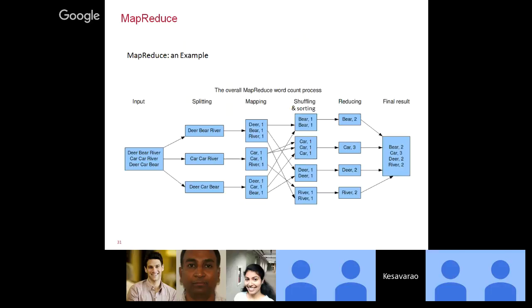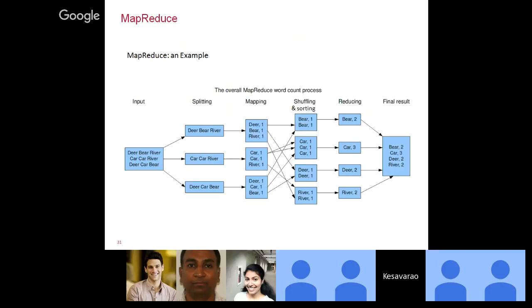So this is a standard example, the word count process. In any Hadoop environment you take, the first example a lot of people do is word count. This is very simple, but it is the fundamental thing to be understood.